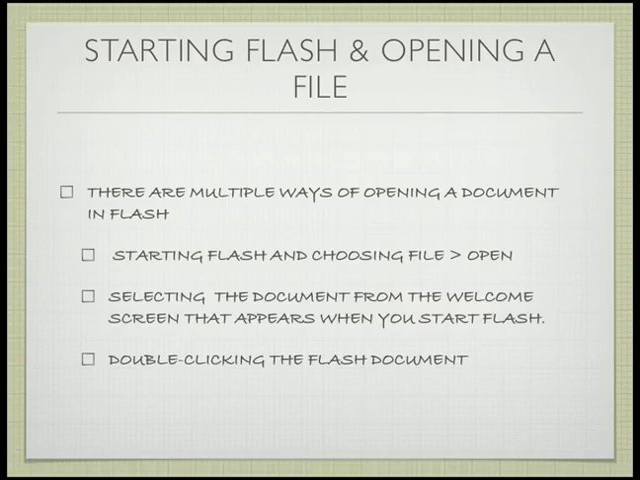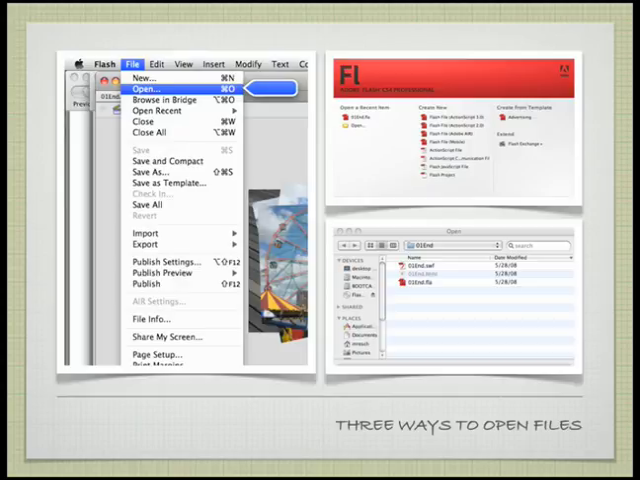Let's start at the very beginning, how to start Flash and open a Flash file. The easiest way to start Flash is to double-click on its icon in your file system. When you start Flash, you can then choose a file. You can go to the File menu and say File Open. There's a welcome screen that appears. It's in the upper right corner of this slide. You'll see something like this little splash screen, and in it you can open a file from it.